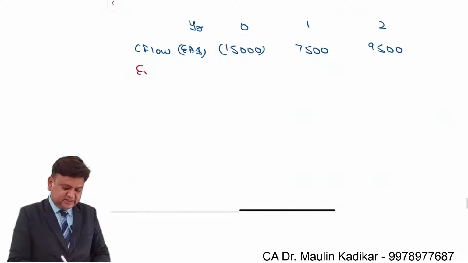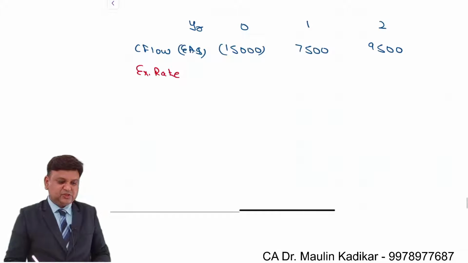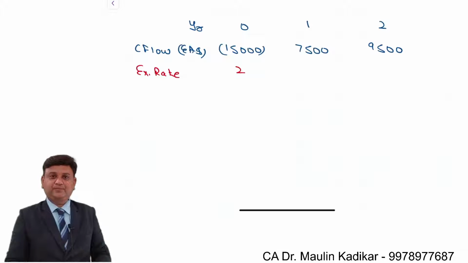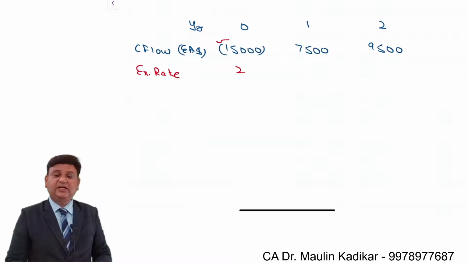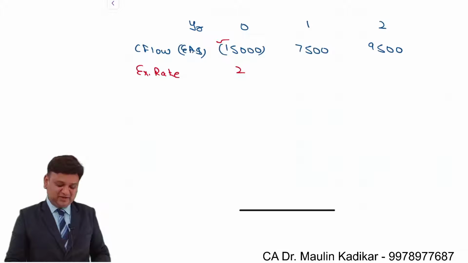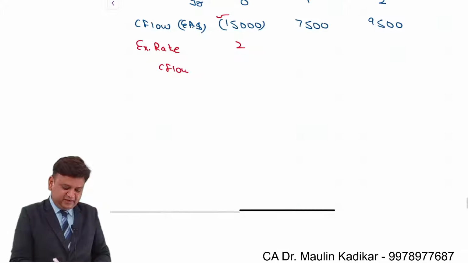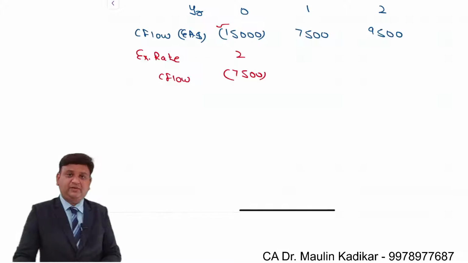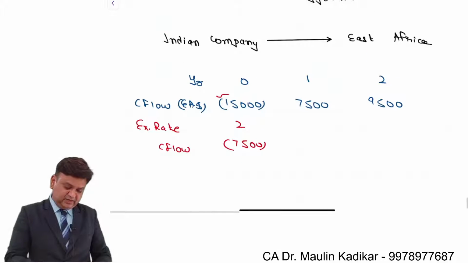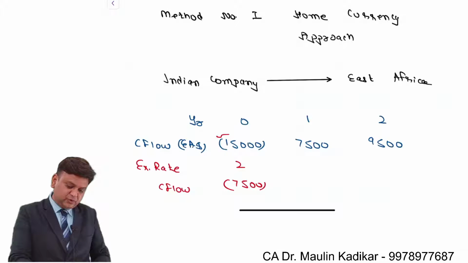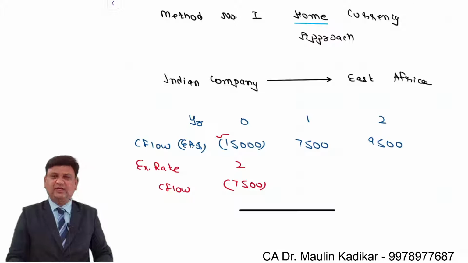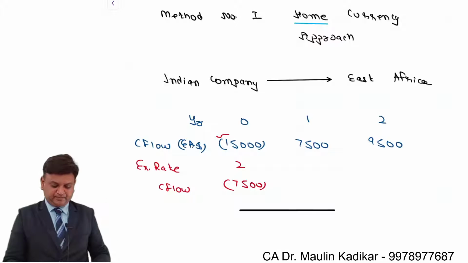We have been provided with the exchange rate. Spot exchange rate, that is the exchange rate today, is 2 East African dollar per rupee. So 1 rupee is equal to 2 East African dollar. So 15,000 East African dollar is equal to 7,500 rupees. Means we are required to make investment of 7,500 rupees, that is in the domestic currency. Why? Because I am adopting home currency approach for the purpose of doing the answer. How to do the answer with the alternative method, that I am going to discuss slightly later on.